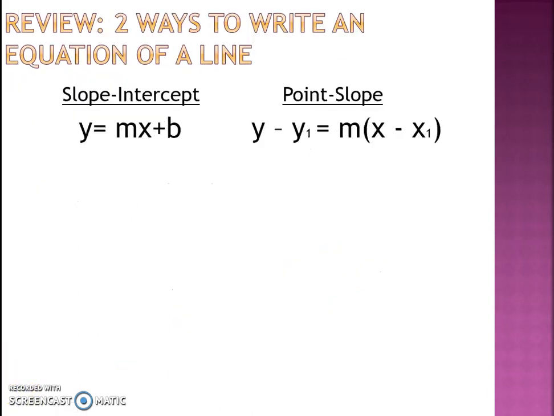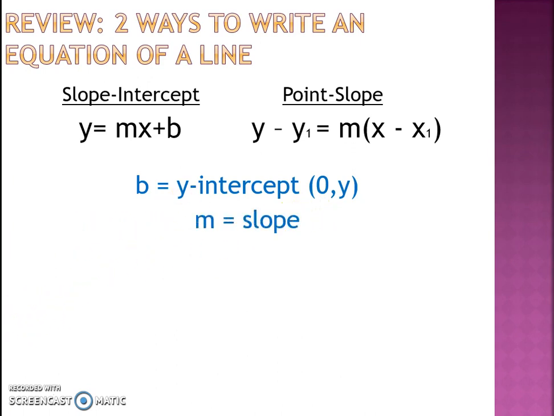There are 2 ways to write an equation of a line. The first one is slope-intercept form, y equals mx plus b. The second one is point-slope form, y minus y1 equals m, x minus x1. So let's remember the point-slope form. B stands for y-intercept. Y-intercept is where the graph crosses the y-axis, and the x is always 0. M stands for slope.